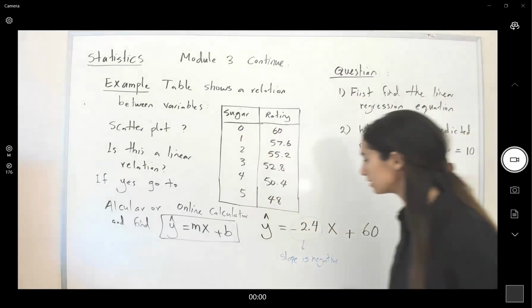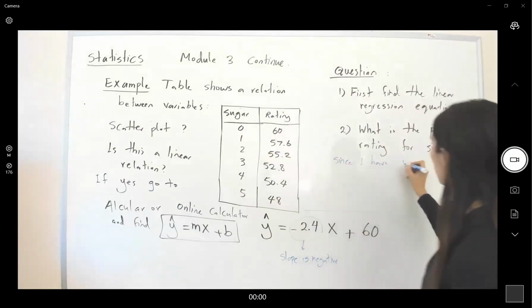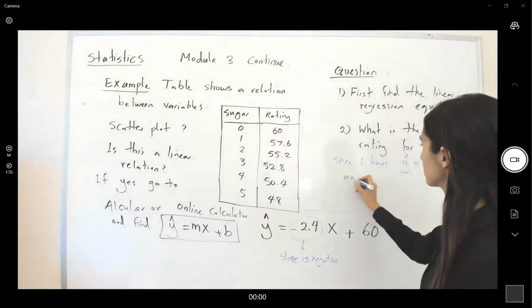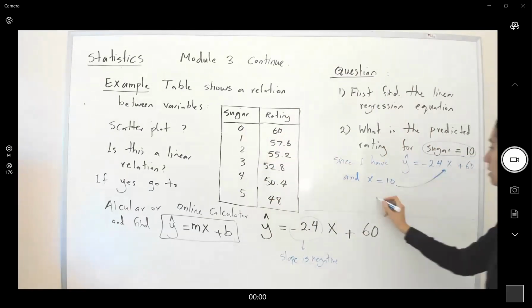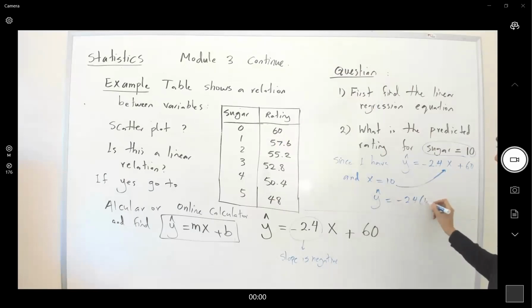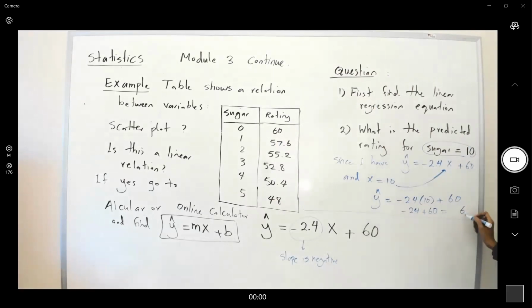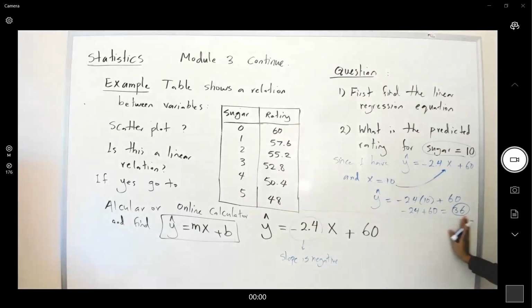So in this case, you say that since I have y hat equals negative 2.4x plus 60, and x is equal to 10. In this example, if x is equal to 10, I just plug that in. My y hat is equal to negative 2.4 times 10 plus 60. So if you multiply these two, you get negative 24 plus 60, which is equal to 36. So as you can see, we expect to get a lower rating. This is your new rating, which is lower than before.